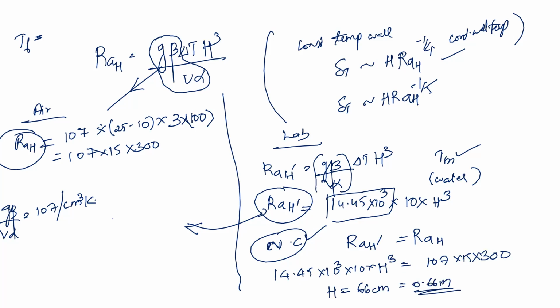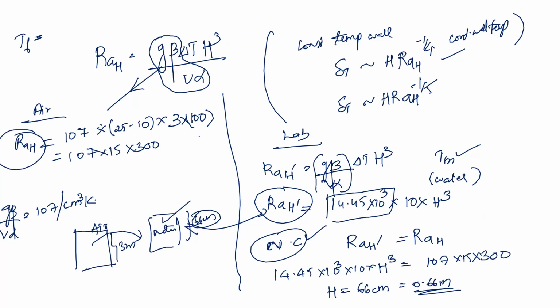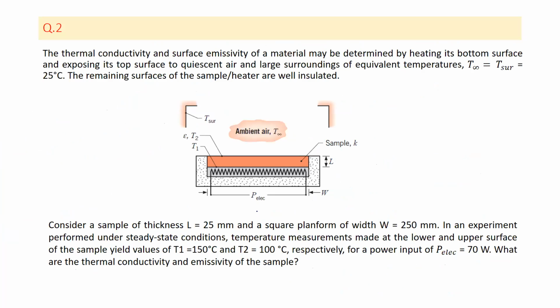So to study a 3-meter room, we can replace that air with water, a fluid change, and here the height is only 66 centimeters. That is easily convenient. This problem was to understand the importance of the Rayleigh number. Okay. Next question, last question.